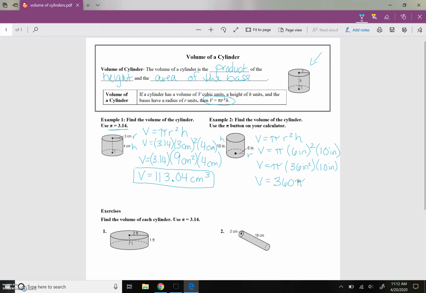Oops, don't forget your pi. And that's in inches cubed. And so lastly, we can type in this 360 times pi into our calculator. And we should get 1,130.973355. It goes on for a while. And this is where you'd look back at your directions to see if it had somewhere to round to. Ours doesn't, so I'm just going to leave it rounded to the nearest hundredths. And it's inches cubed for our unit.